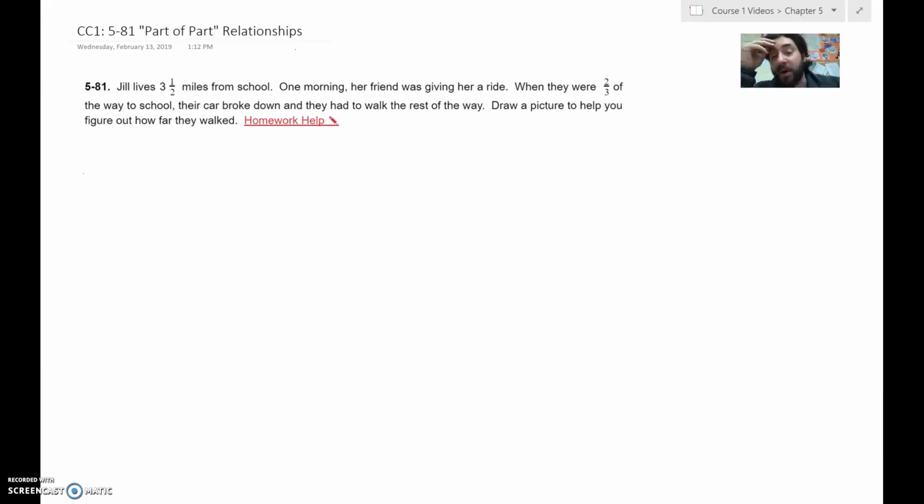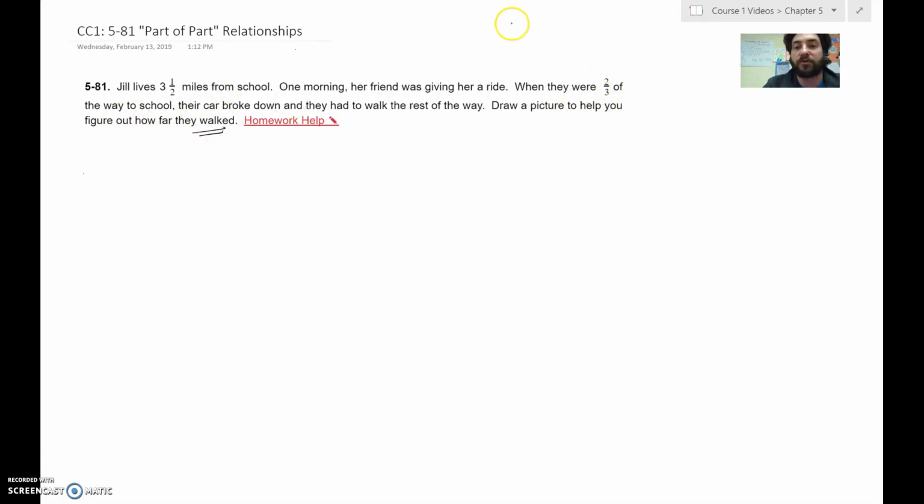So this is a part-of-part relationships problem that gives you some distance. Jill lives 3.5 miles from school, and one morning her friend was giving her a ride, and they were 2/3 of the way to school. Their car broke down, and they had to walk the rest of the way. Oh no! Whatever are they going to do? I guess walk. They have 2 feet. So it says, draw a picture to help you figure out how far they walked.